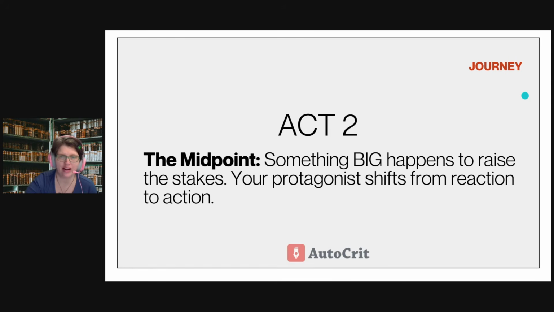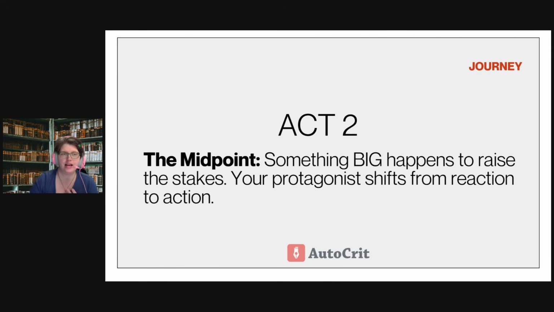Now we are at the midpoint. This is where something big happens to raise the stakes. It needs to be significant. It is a kind of a marker of a large shift in your narrative. Your protagonist moves from being reactive to being proactive. So they stop running and they start taking direct action towards their goal.